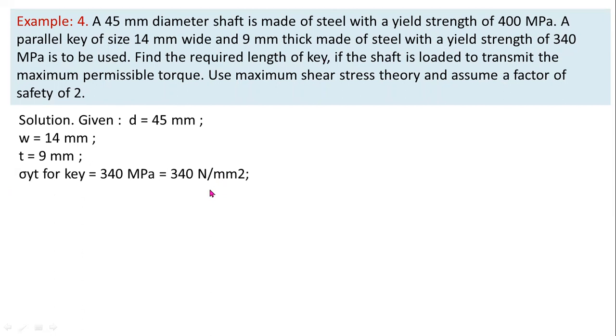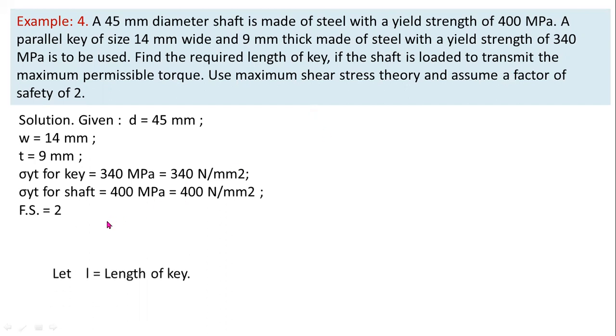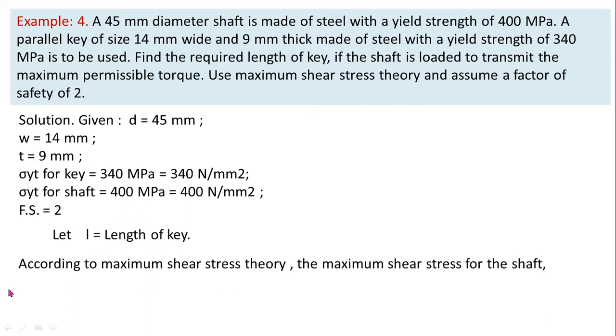and here sigma yt for the shaft equals 400 megapascal. Here the factor of safety FS is 2. L is the length of the key. You have to determine that value.